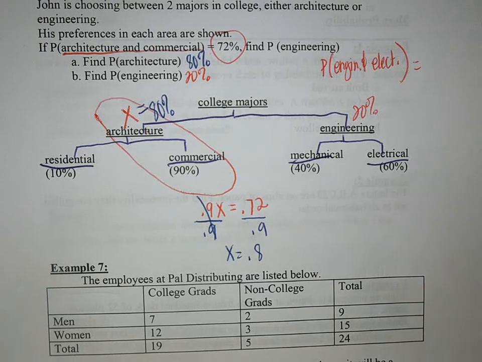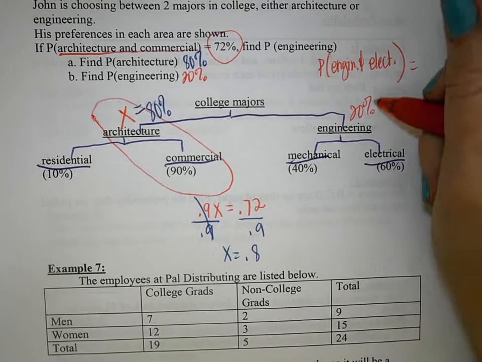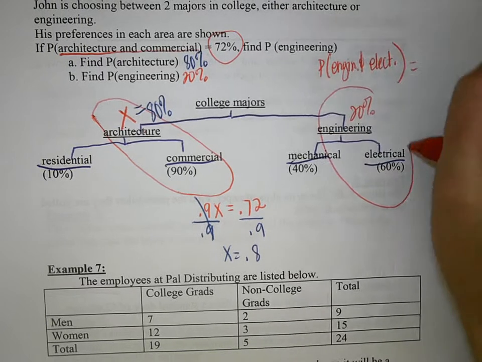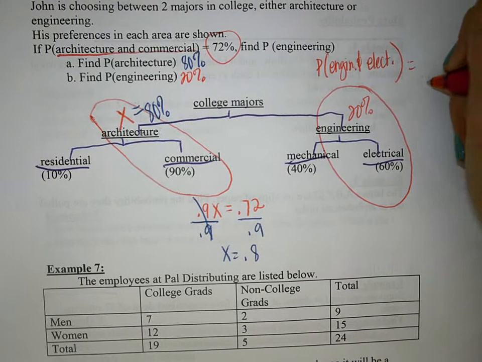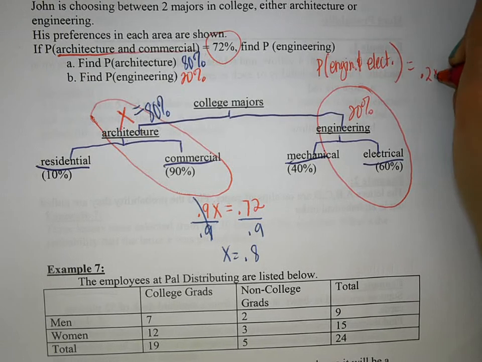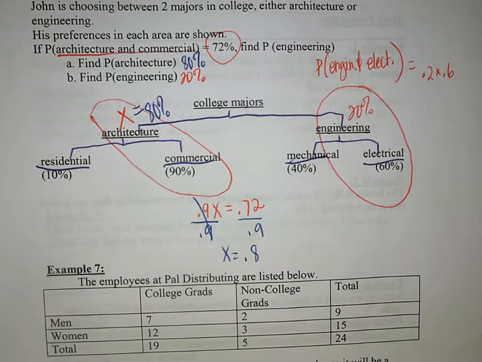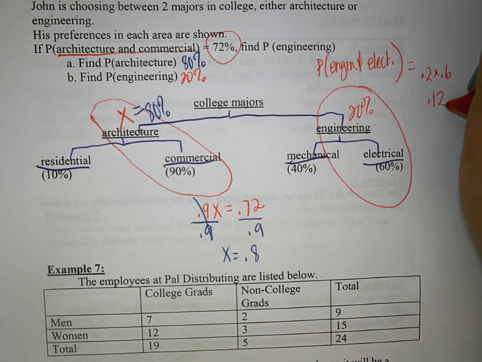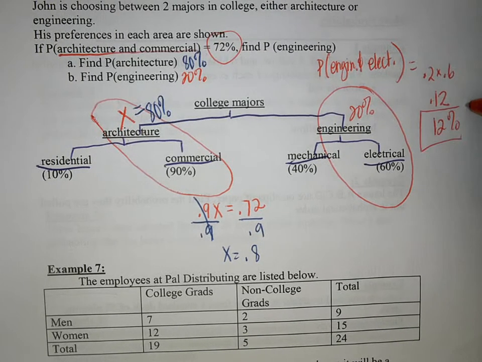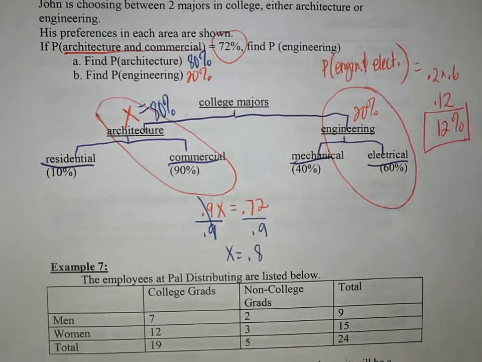Yeah, so on this one, we already have all the data, don't I? For engineering and electrical. So all you're going to do to find those together is you just multiply them together. So you would do 0.2 times 0.6. And what is 0.2 times 0.6? 0.12, which is 12%. So there's a 12% chance he's going to become an electrical engineer.